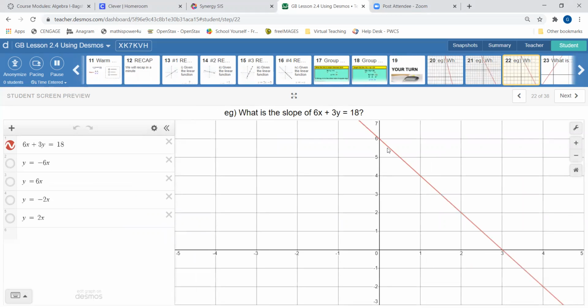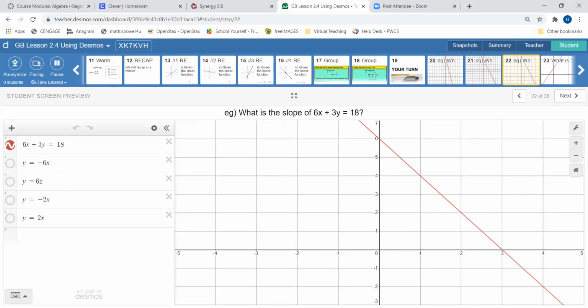What is the slope for this one? Now, I've got to count squares. If possible, you'd want to try and use the x and the y intercept. So for this one, I would go down 6, and then I would go right 3. And negative 6 divided by 3 is negative 2, and then I would pick that answer.